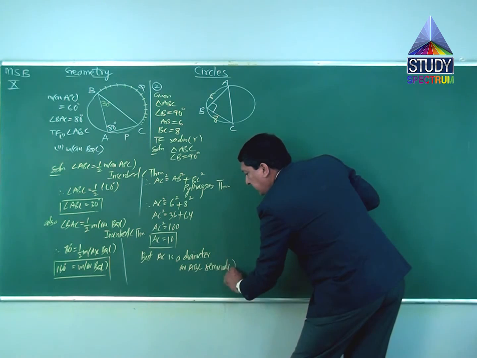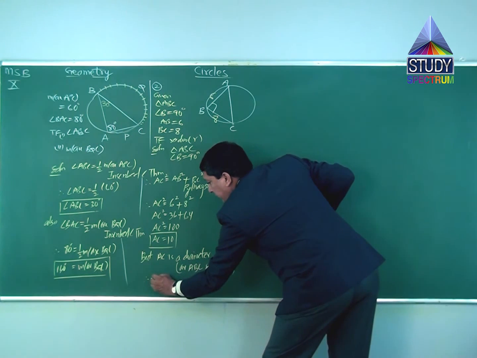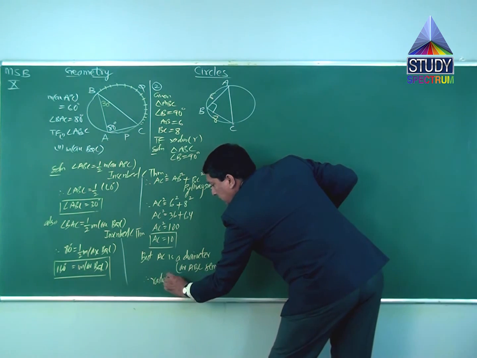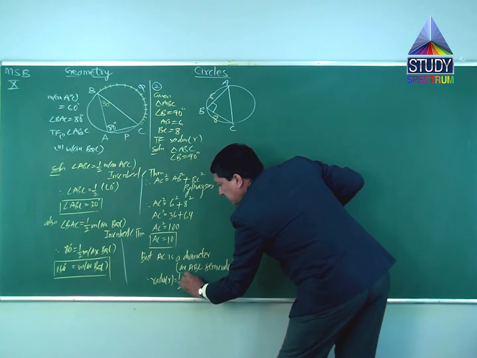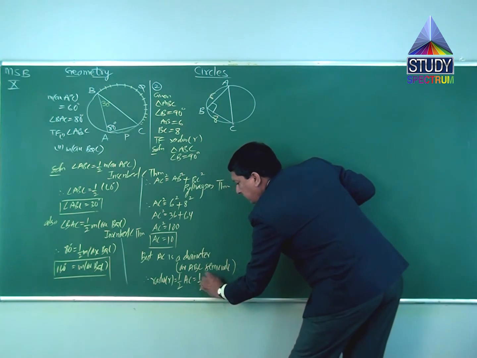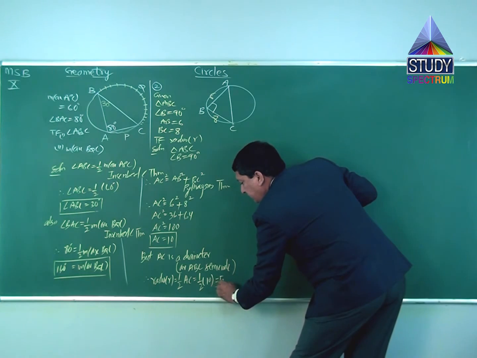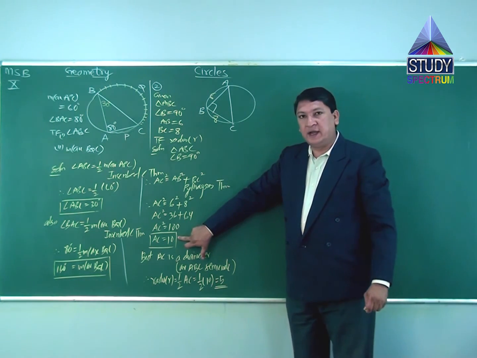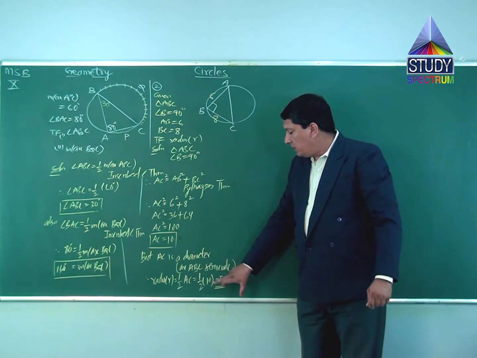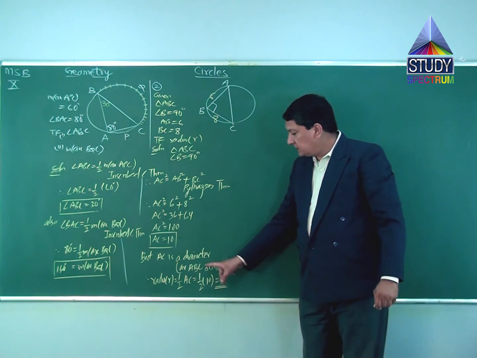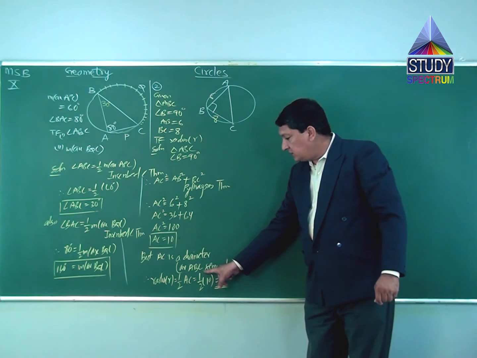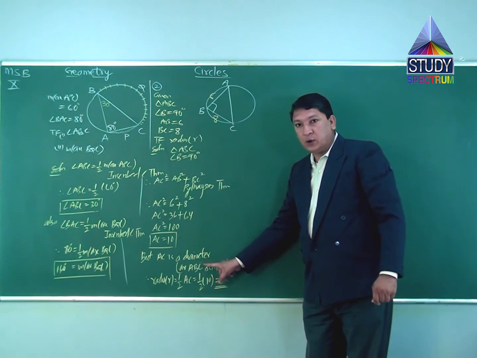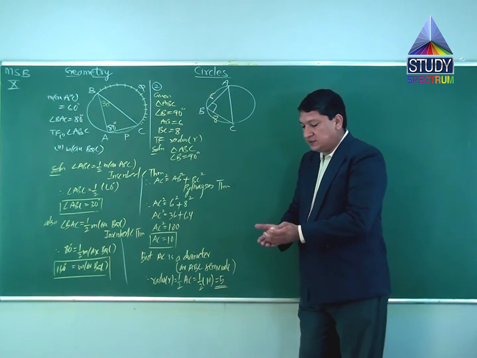Angle formed in a semicircle is a right angle. Therefore, radius R is equal to half of diameter, that is half of AC, that is half of 10, that gives you 5. Again, a 2 mark sum: 1 mark for finding the diameter and 1 mark for finding the radius with the reason. You need to write the reason why it's a diameter. Accordingly, you can get the answer.